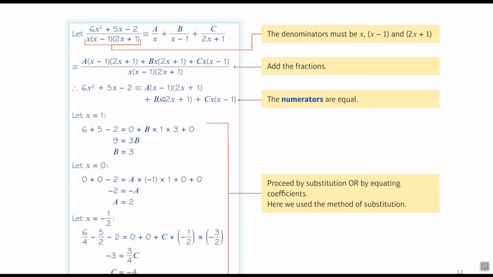So if you substitute x equals 0, because of this x, this part is also 0, and only a remains, so you can find a. If you substitute x equals 0, you can find the value of constant a. If you substitute x equal minus half, this factor equals 0, so you can easily find the value for c. So likewise, substitute those a, b, c values into this identity, and you can find the partial fractions equal to this given fraction.